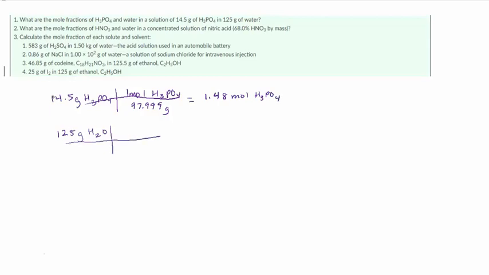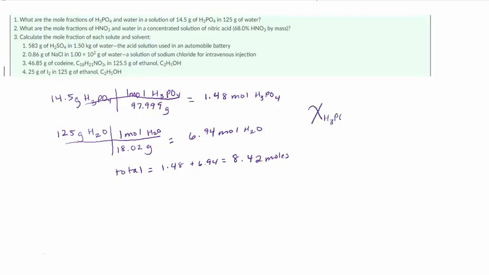And then for water, again, the molar mass. And the molar mass for water you might want to commit to memory because this is something that you will use a lot. So for moles of water, you should get 6.94. Then we need to find the total moles. So to find the total moles, you add up the moles that you just found in order to get 8.42 moles in total.